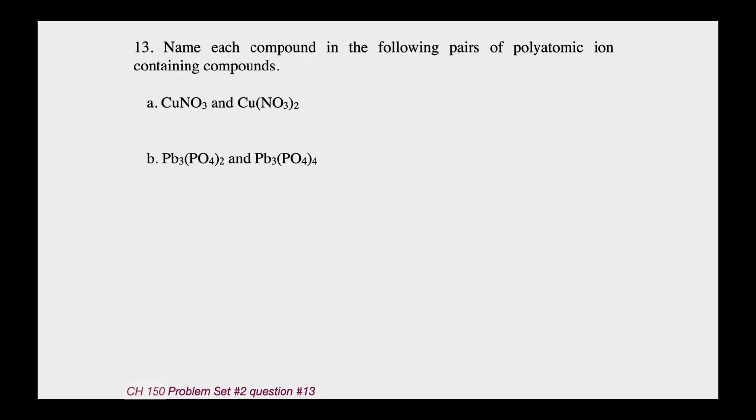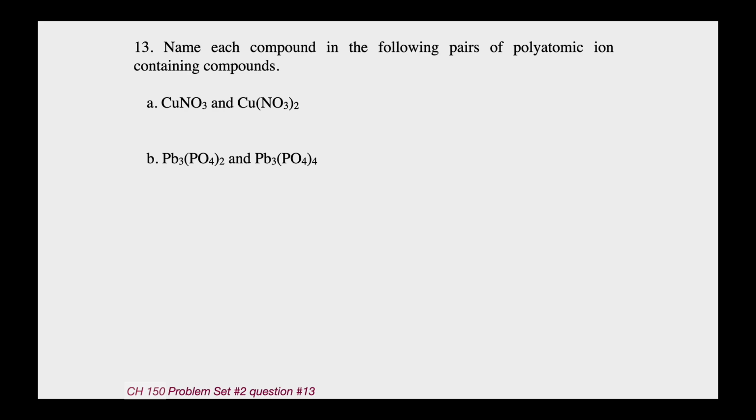So let's name these compounds. These have polyatomic ions in them, so we're going to have to be careful of that. Also know that in this problem, we have copper in the first one and lead in the second one. So copper and lead are both variable charge metals. That means we're going to need a Roman numeral associated with it.